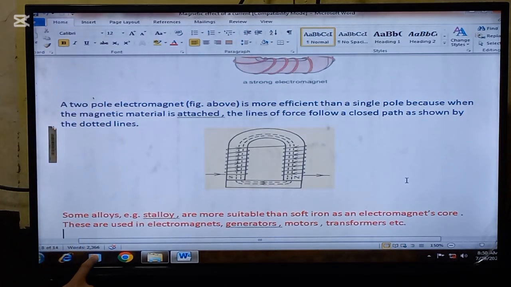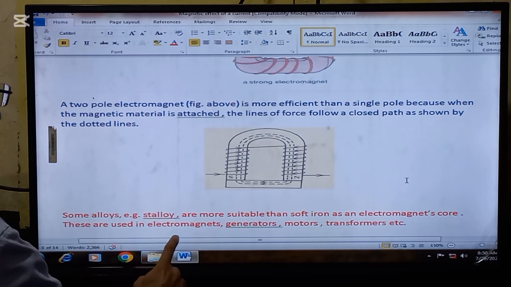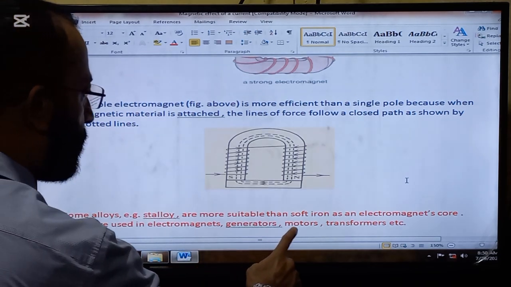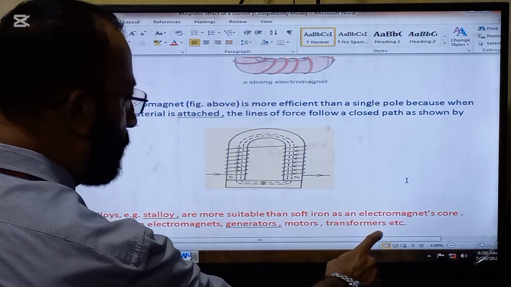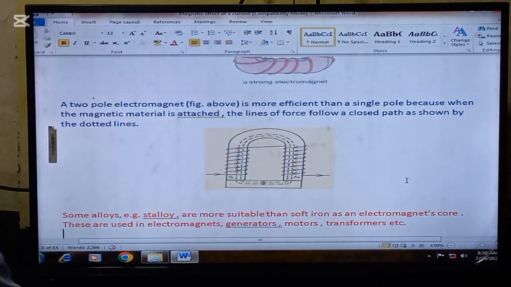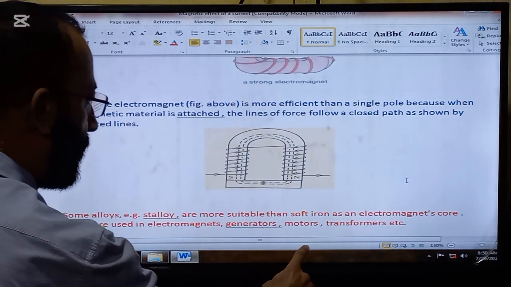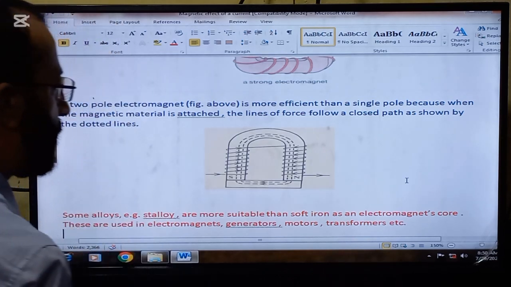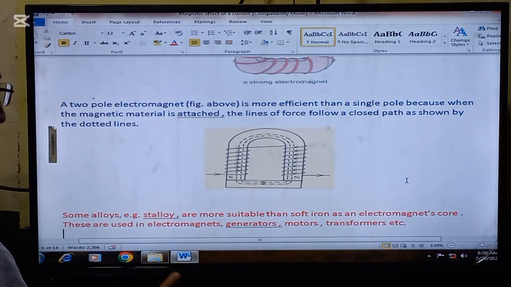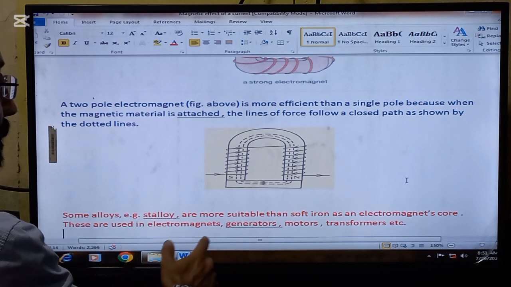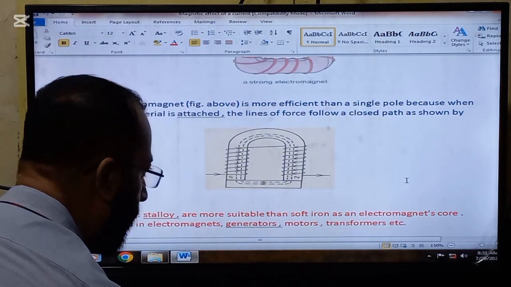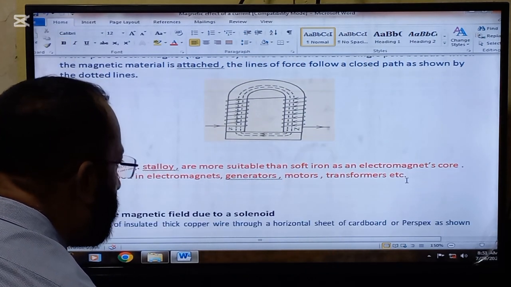Here is another very important point to be noted. Some alloys, for example stelloy, are more suitable than soft iron as an electromagnet's core. These are used in electromagnets, generators, motors, transformers, etc. This is a very important point, which normally comes in paper number 1 and paper number 2 as well. Some alloys, for example stelloys, are more suitable than soft iron as an electromagnet core.